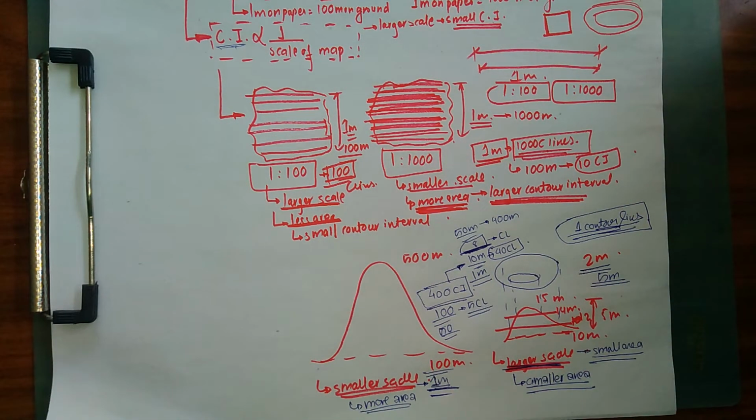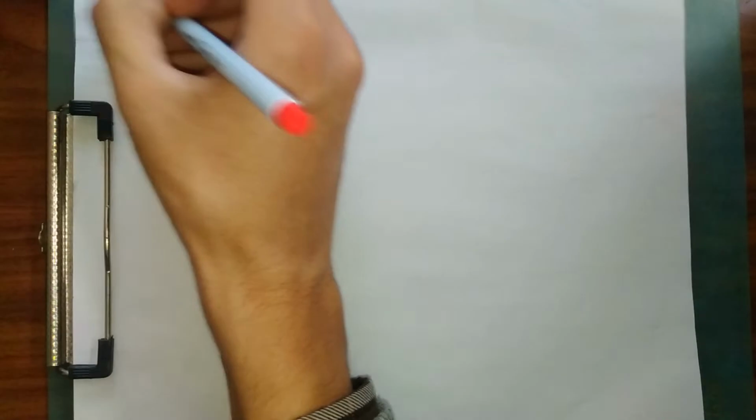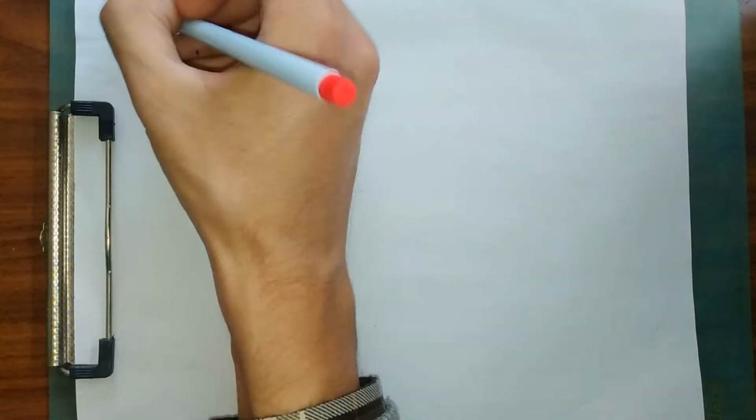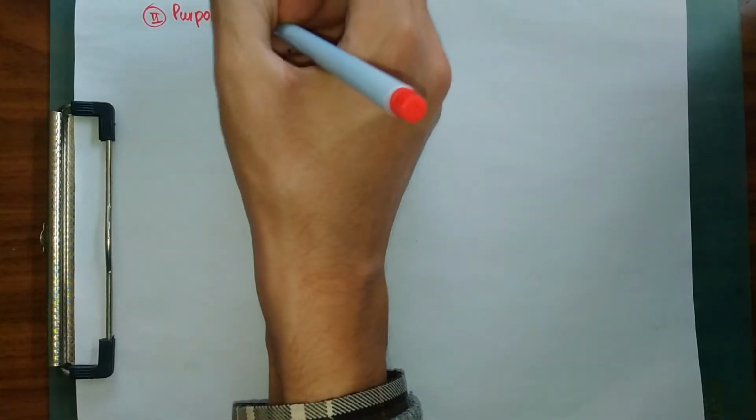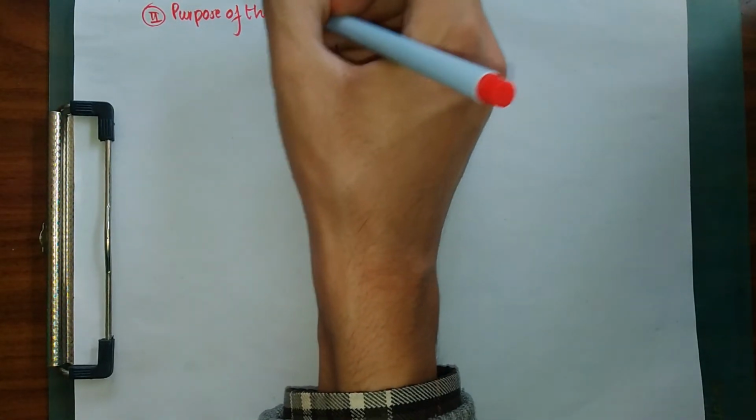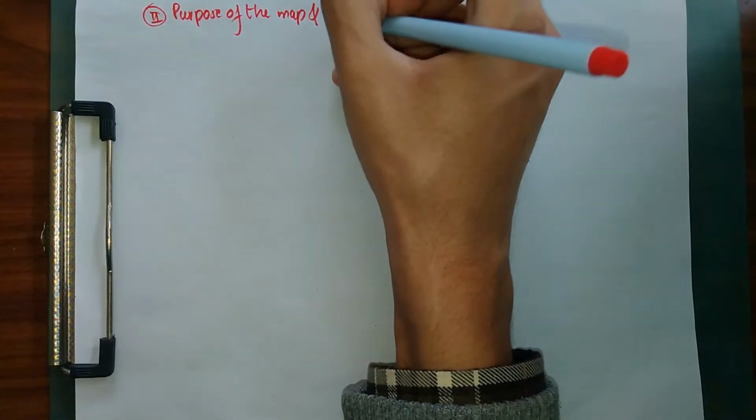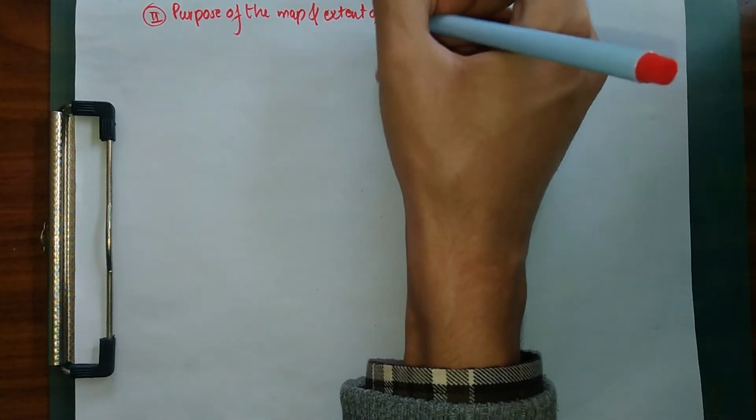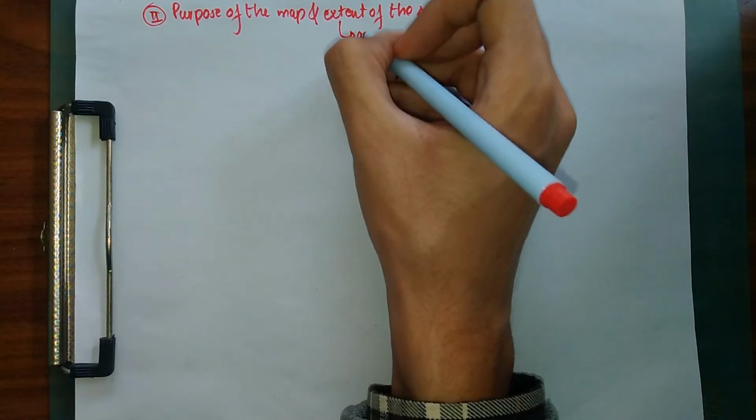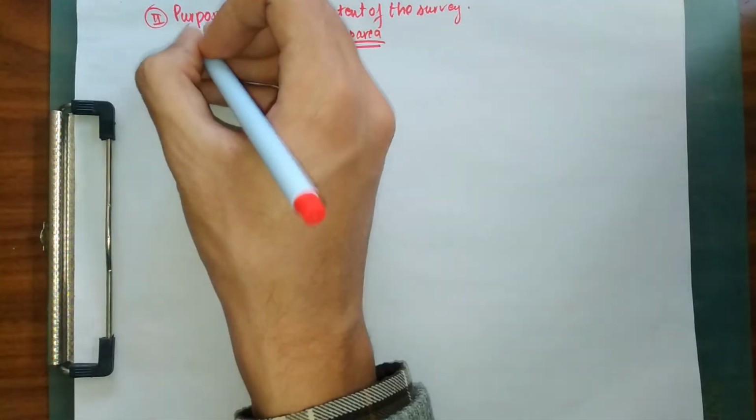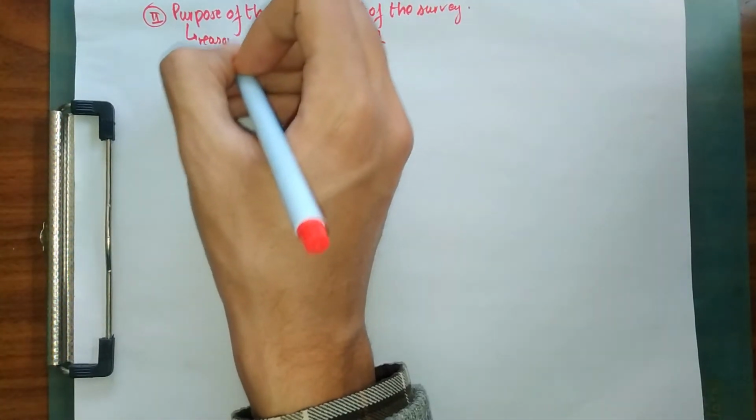So now we'll be talking about the next factor affecting our contour interval. Our next factor is the purpose of the map and extent of the survey. Extent means the area of the survey, and purpose means our reason, what is our objective behind the map.